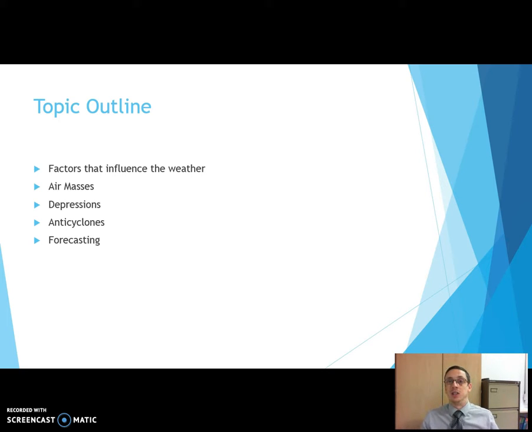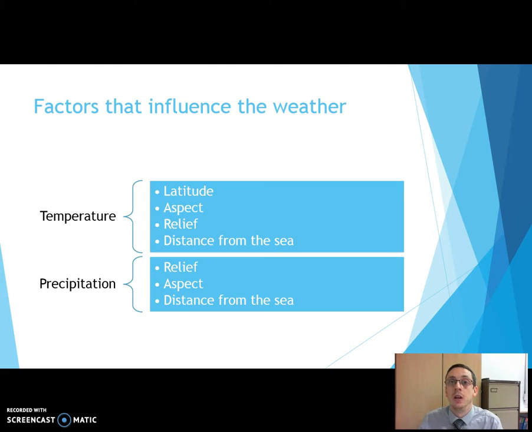Now, for a quick outline of what this topic is going to be looking into over the entirety of it, we are going to first have factors that can influence the weather in the UK, the different air masses that affect the UK, depressions, a type of weather system that's very common over the UK, anticyclones, which are the opposite to depressions, and forecasting, and how we actually forecast the weather and how this information is portrayed on synoptic charts.